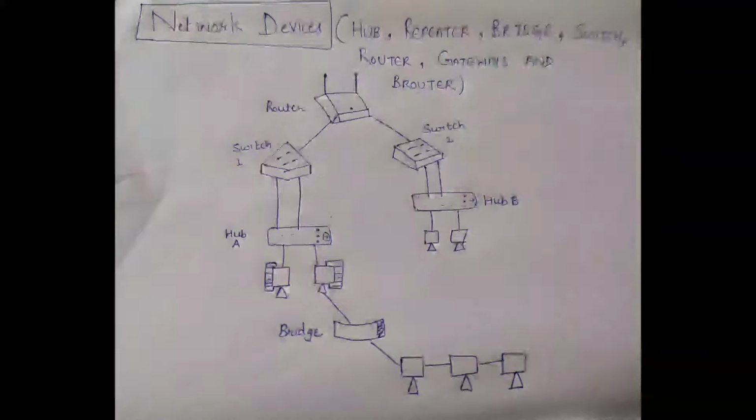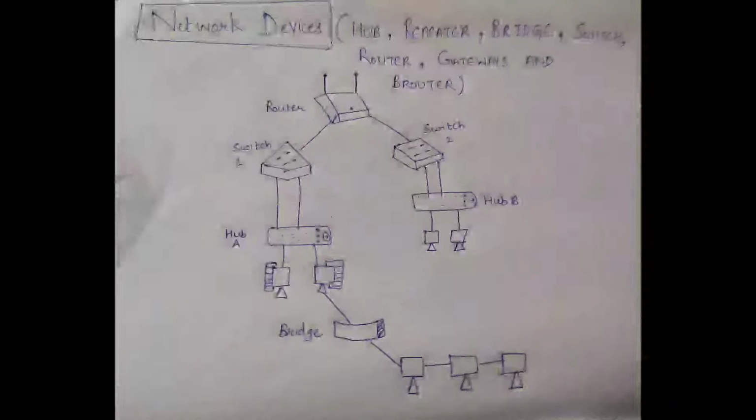So first of all I must tell you guys, hub, repeater, bridge, switch, router, gateways and routers, all these devices are used to connect networks together, and these devices are used in many ways, like LAN and WAN, as we already studied in my previous lecture.